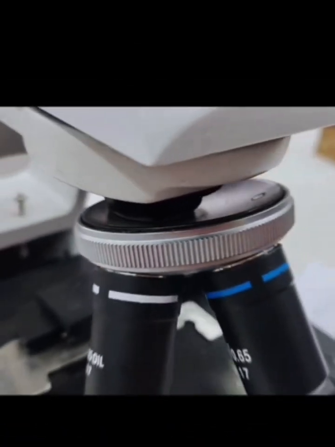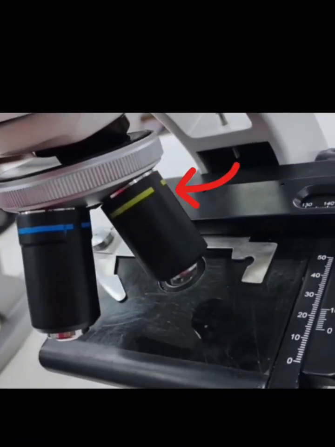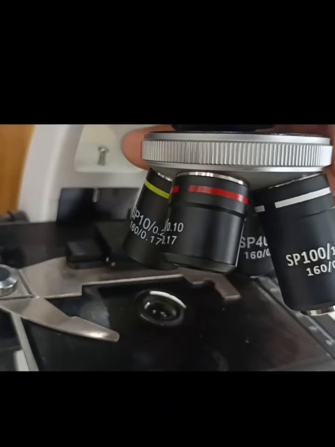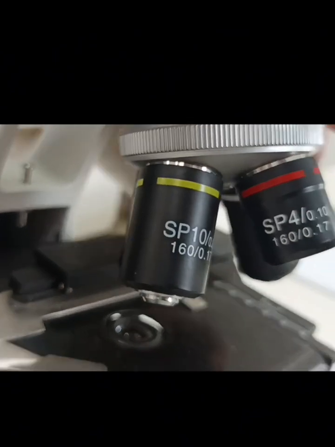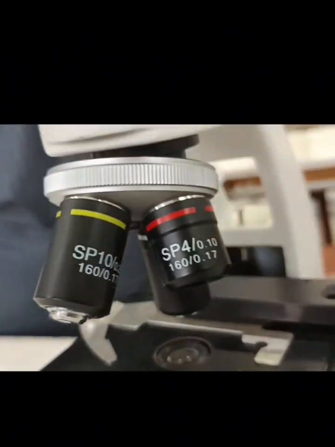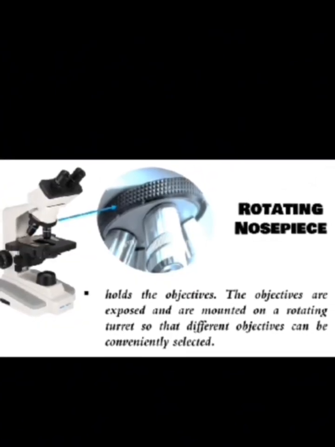The next part of the compound microscope is rotating nosepiece. The main function of rotating nosepiece is to hold the objectives. The objectives are exposed and are mounted on a rotating turret so that different objectives can be conveniently selected.